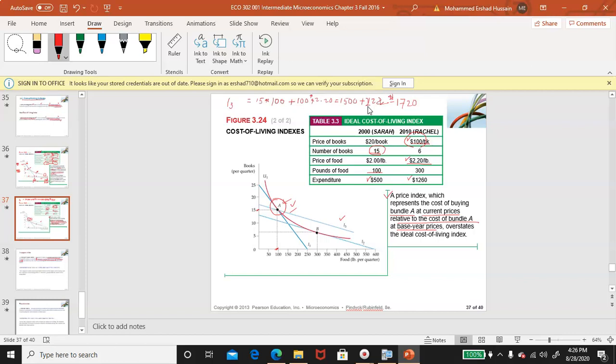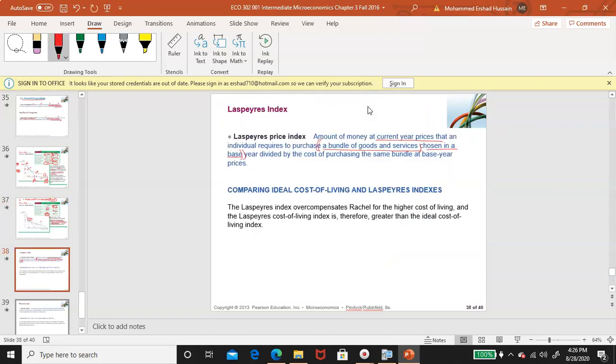So this price index, the Laspeyres index, is telling us that at A, to have the same level of satisfaction, before in 2000 they used to take $500, but now with the new prices in 2010 it will take 1720, right? Okay, now the next one.